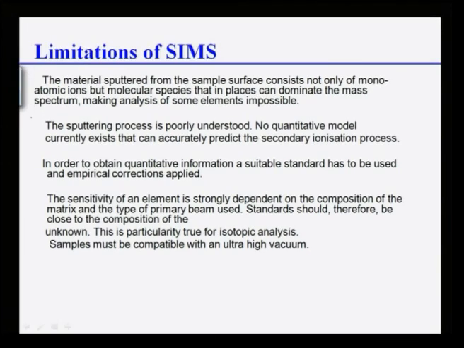The second important thing which is bad about this is that the whole sputtering process, which is the main thing in SIMS, is very poorly understood. We don't have any quantitative model so far that can accurately predict the secondary ionization process. There's none. So that makes us assume certain things for the secondary ion generation process. And that assumption makes the technique a little bit less attractive, in the sense that we don't really know how the secondary ions are created, what the processes are. So we have no idea. We can measure the yields and other things, but theoretically also we cannot model it.